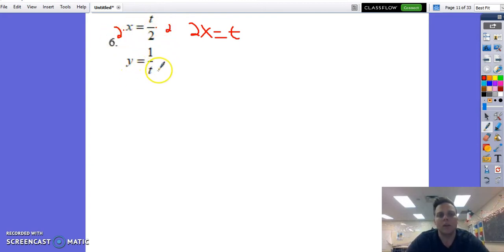And this says y is equal to 1 over t, so I know that's going to be y is equal to 1 over, well, t is the same thing as 2x, so I could just say 2x. And there you go. I mean, I solved for t, I plugged in what I solved for t, and it was done. It was simplified. Now, if I need to simplify it further, I would.